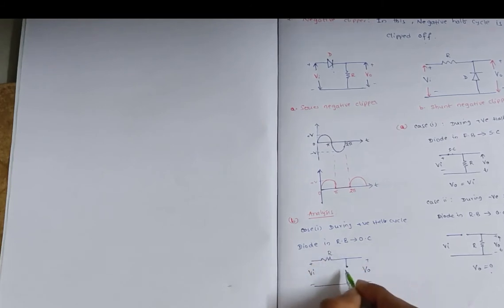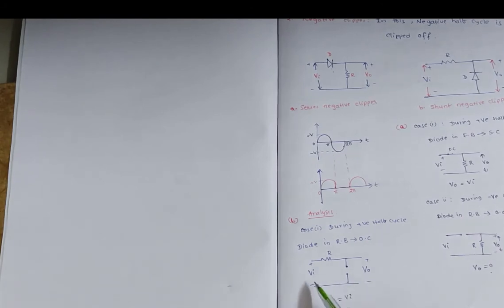When it is open circuited, there is no current flowing in this circuit. So the voltage drop across the resistor is 0. So we can write V0 equals Vi. Whatever input signal we applied will appear at the output.